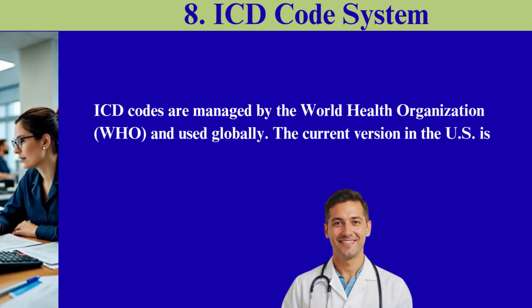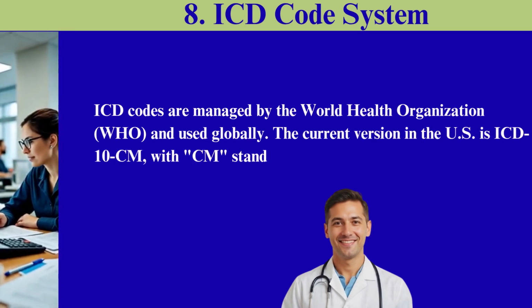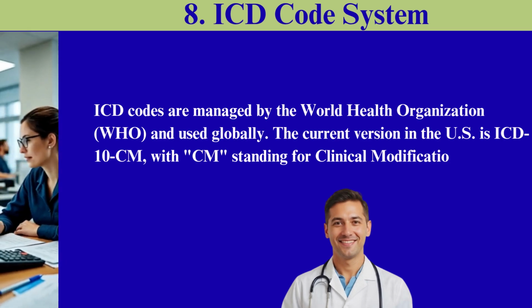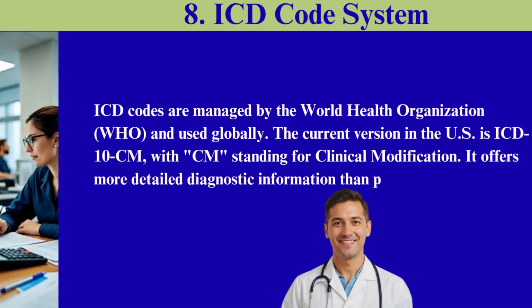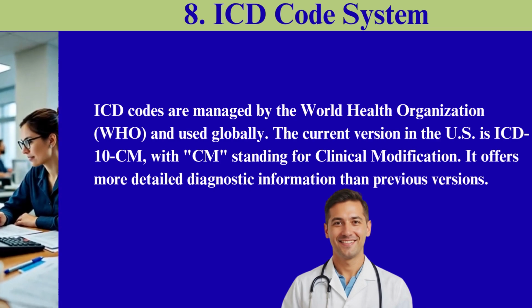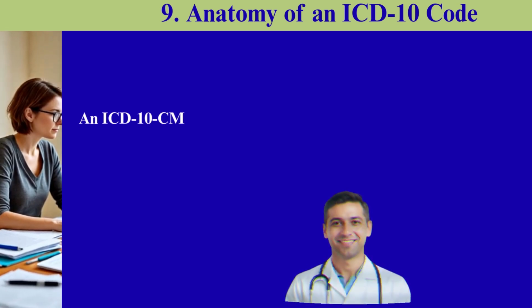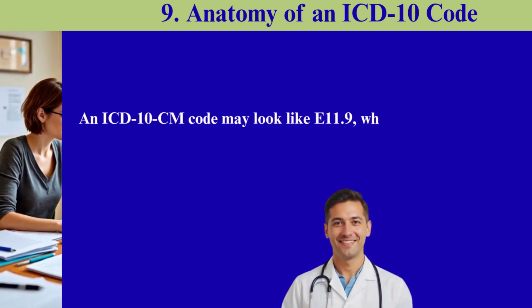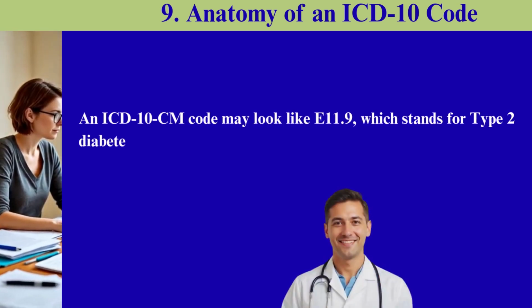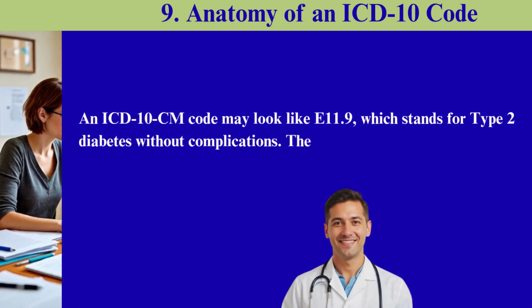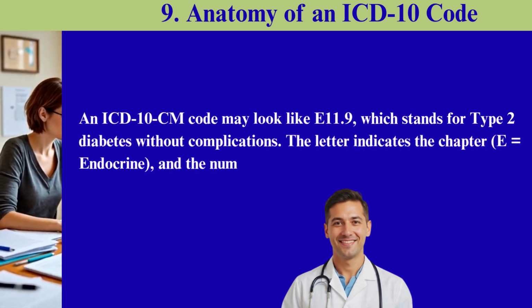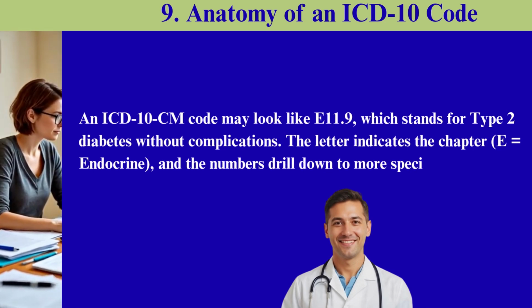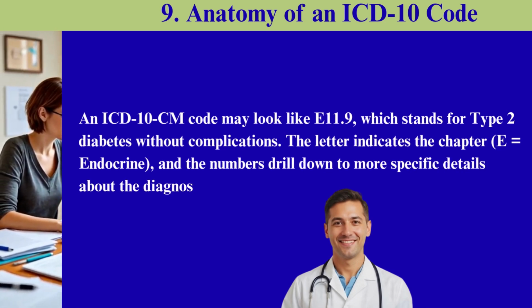The current version in the US is ICD-10-CM, with CM standing for clinical modification. It offers more detailed diagnostic information than previous versions. An ICD-10-CM code may look like E11.9, which stands for Type 2 diabetes without complications. The letter indicates the chapter, E equals endocrine, and the numbers drill down to more specific details about the diagnosis.